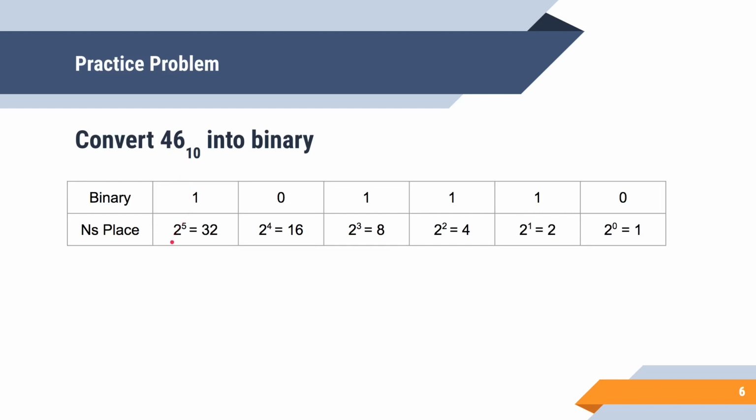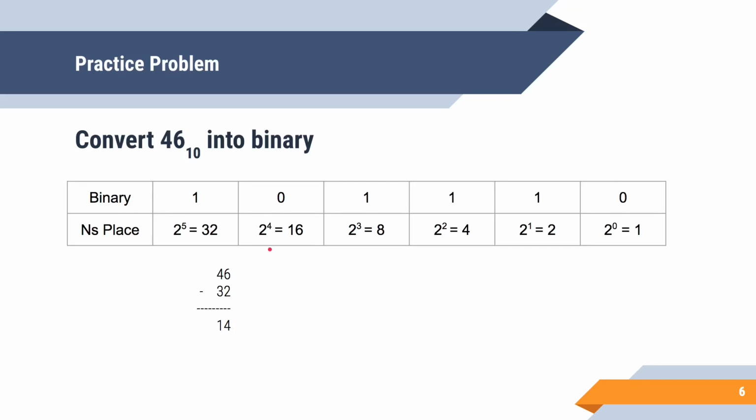So what's 2 to the power of 5? 2 to the power of 5 is 32. I think we can fit a 32 within 46. So we do 46 subtract 32 and we get 14. All right, so 14 is the number that remains. So 2 to what power can we fit into 14?